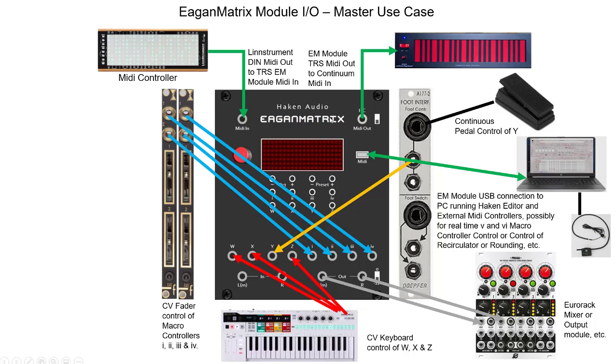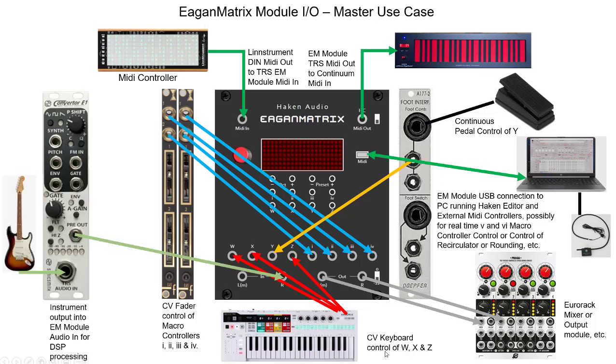And remember, the Haken Audio EaganMatrix module is basically a Continuum Mini without the fingerboard, but with CV inputs and audio inputs. So finally, I might connect up some audio inputs to my module if the preset processes audio. Not all presets do. To test this out, there's a category called PR, Processor Preset Category, and all of those process audio in some way.